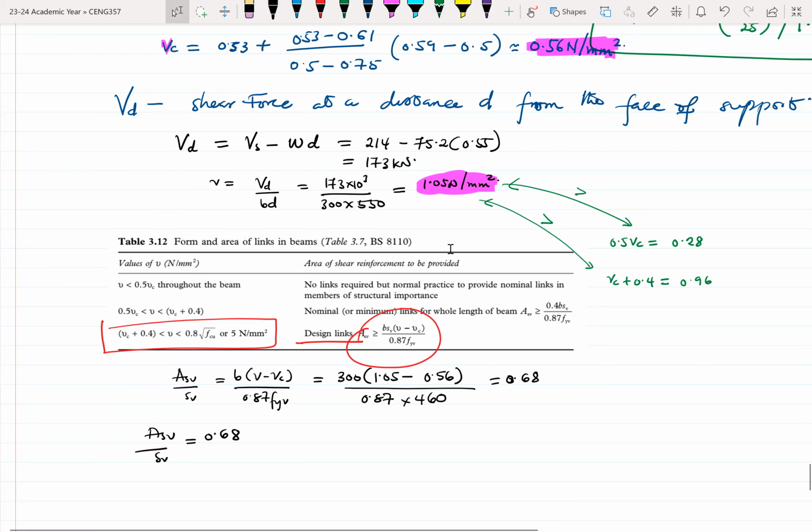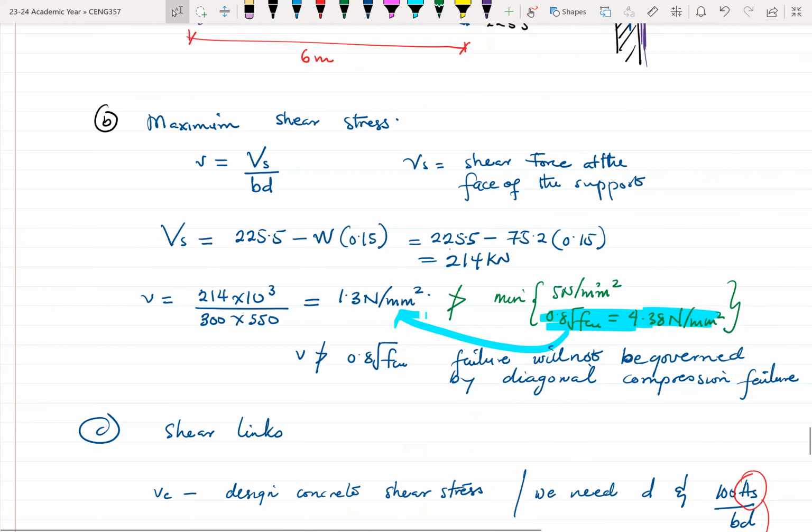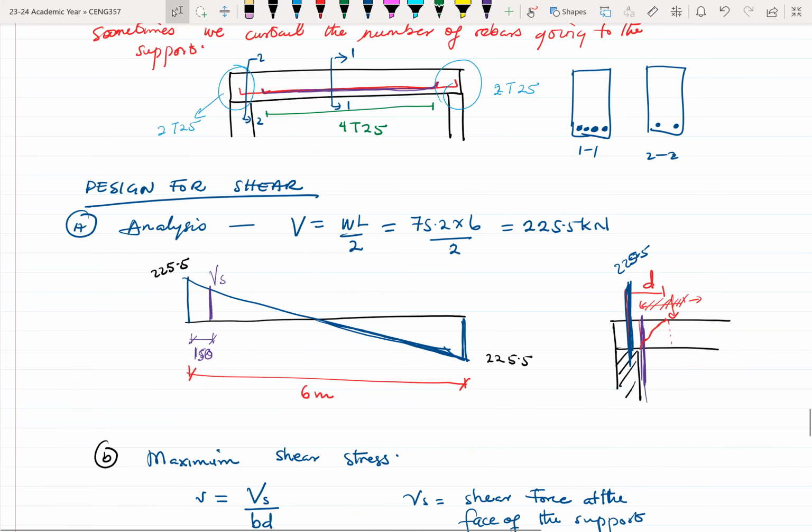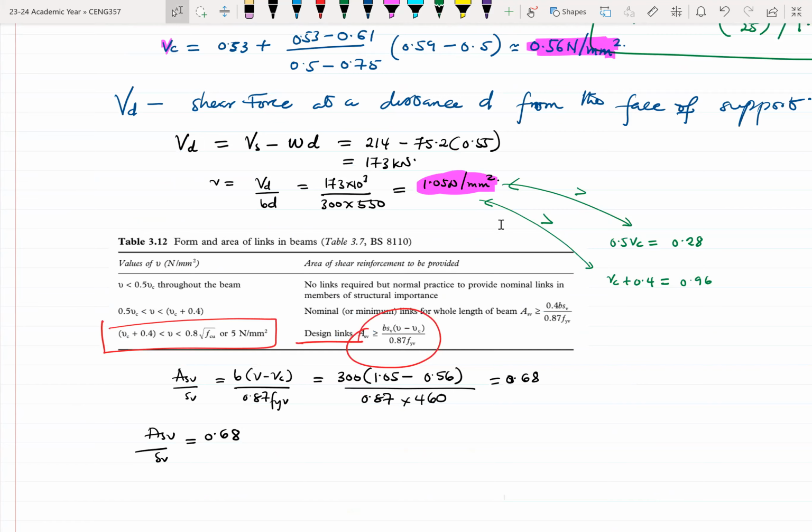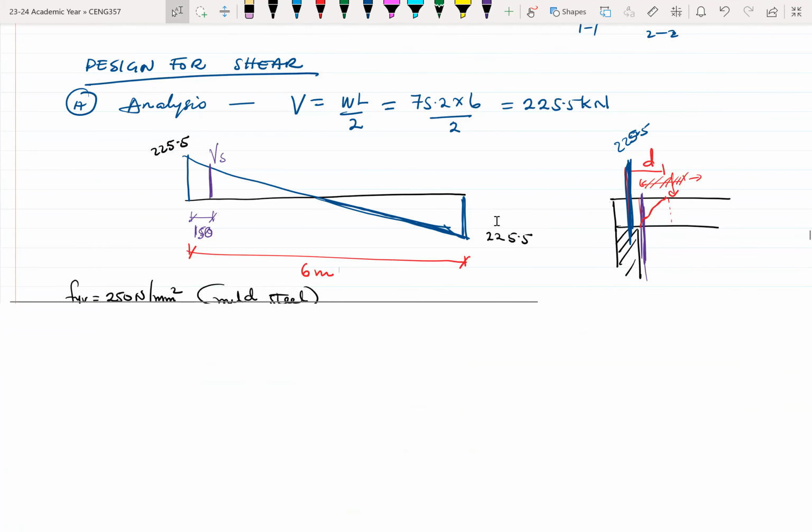So let's say we are using, okay, let me change something over here. Instead of 460, let's make the FYV 250. It means that we are using mild steel. So FYV is 250 newtons per millimeter squared. That is mild steel. Let's work with that because in most residential buildings, the shear links are typically made of mild steel.